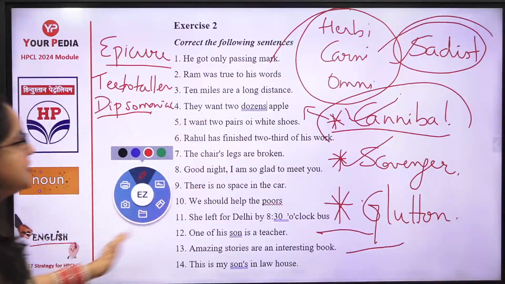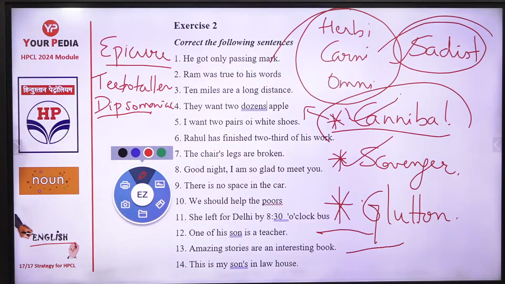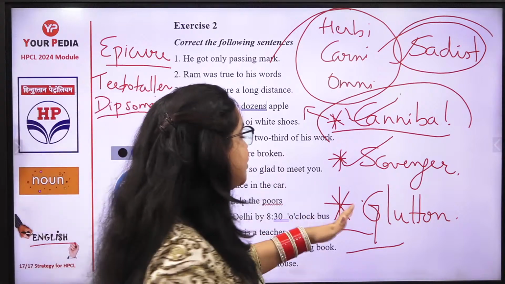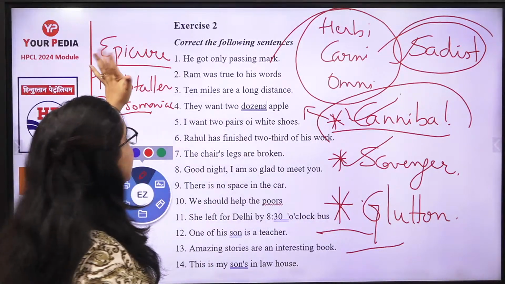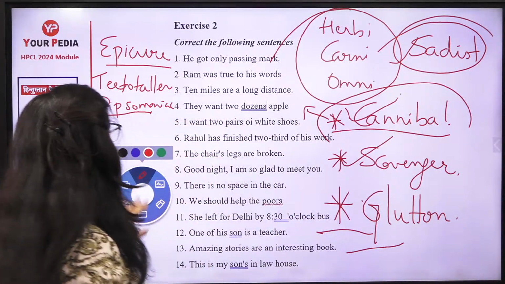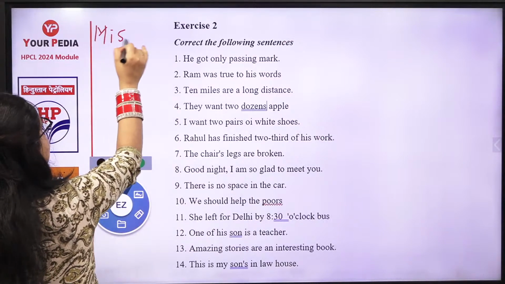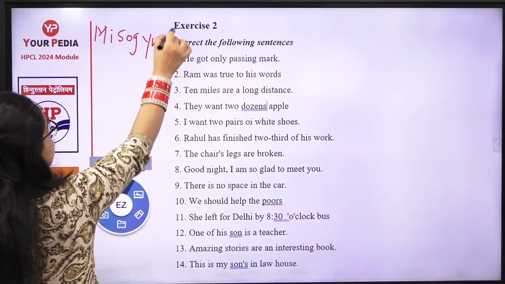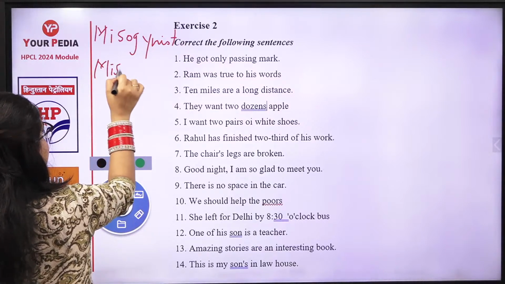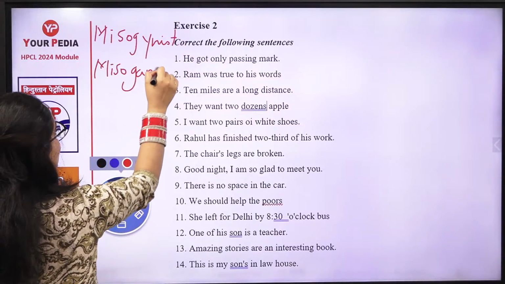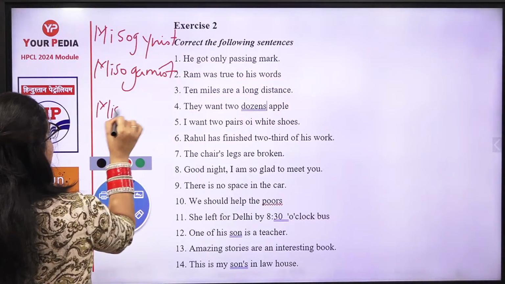Clear with all these words? Then we are going to move to the next slide and all new words we are going to learn. So Herbivore, Omnivore, Sadist, Cannibal, Squanderer, Glutton, Dipsomaniac, Teetotaler, Epicure. Let me ask you 2-3 more words. What is the meaning of the word misogynist? What is the meaning of the word misogamist? And what is the meaning of the word misanthrope?